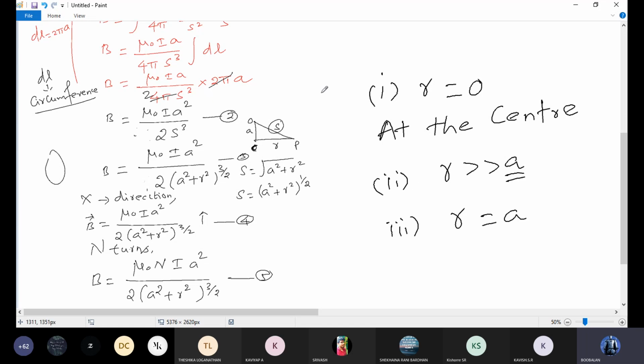So this is today's homework: find the formula. First condition, r equal to 0. Second condition, the a value is very small. Third condition, r value equal to a. What is r, what is a? a is the radius, r is the distance from the center point to the outside point, that is the r position. Okay, tomorrow we will discuss more. Thank you so much.